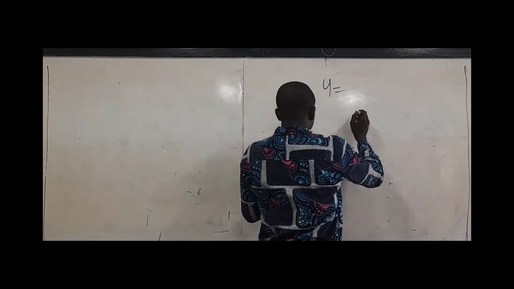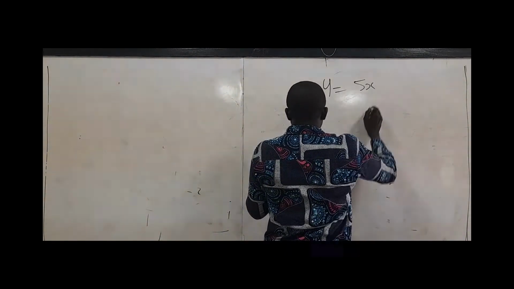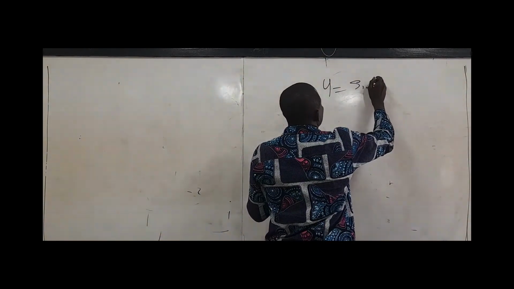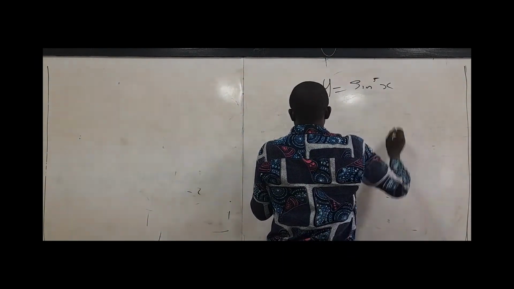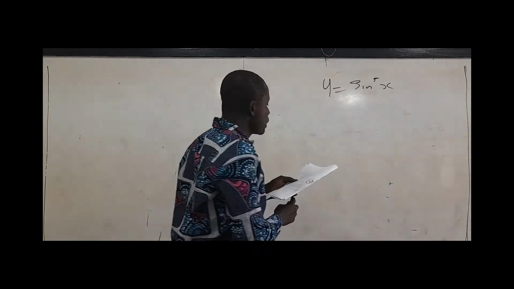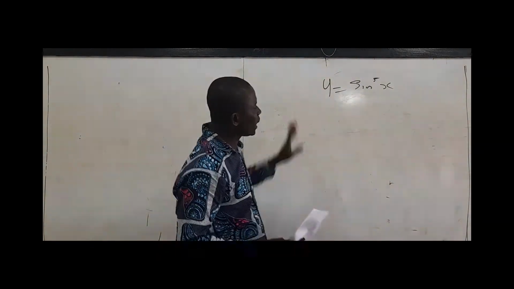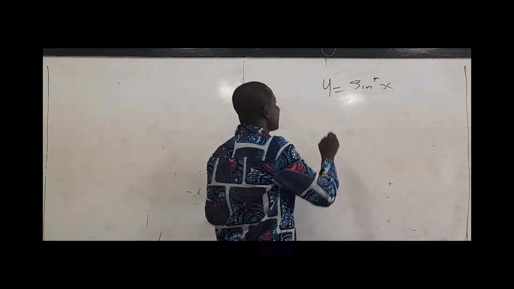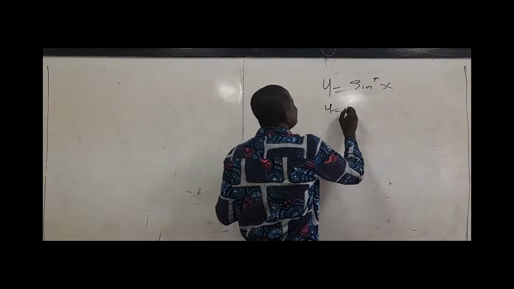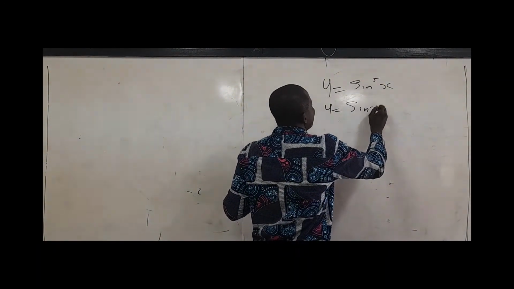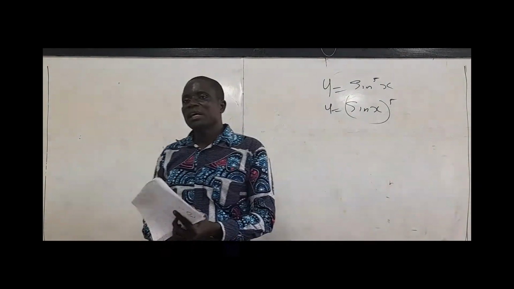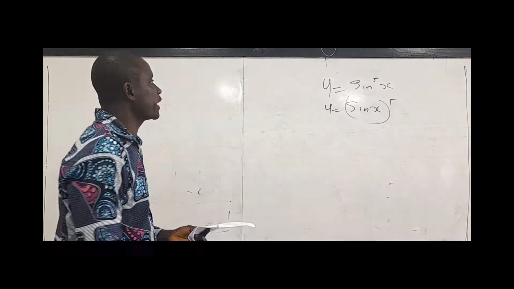If y is equal to sine x to the power 5, they say we have to differentiate this. Now, look at this carefully. This is the same as y equals (sine x) to the power 5. So what is your observation? This is purely a function of a function, okay?